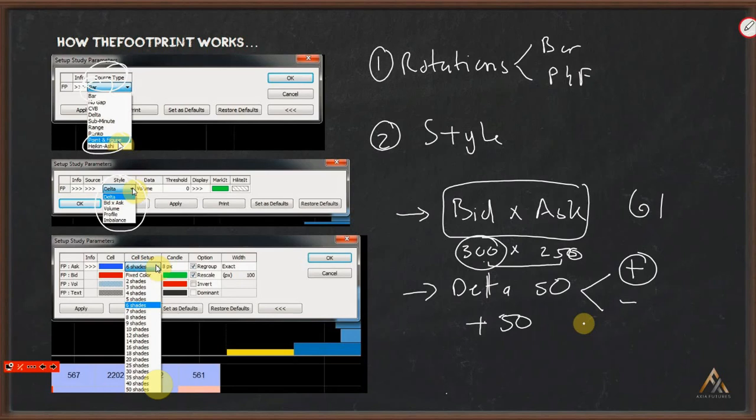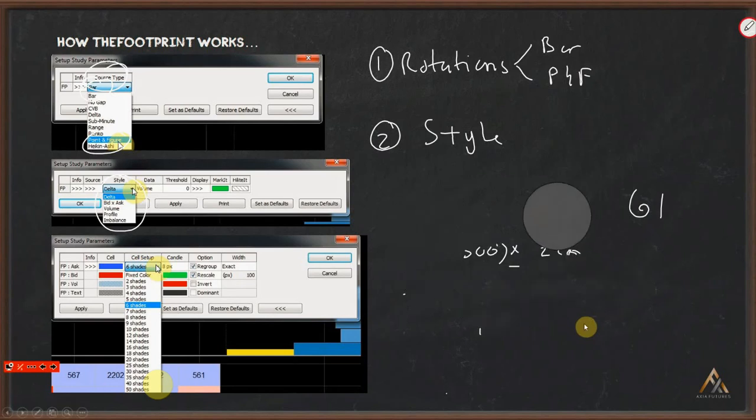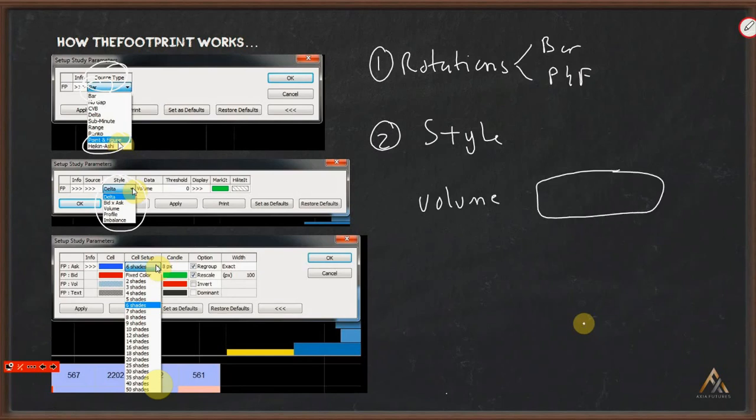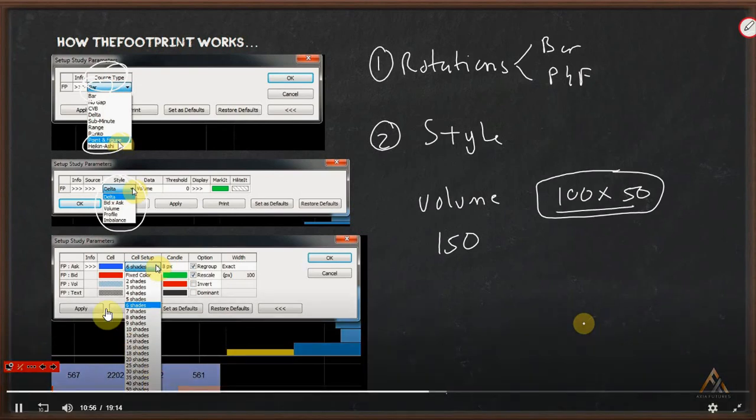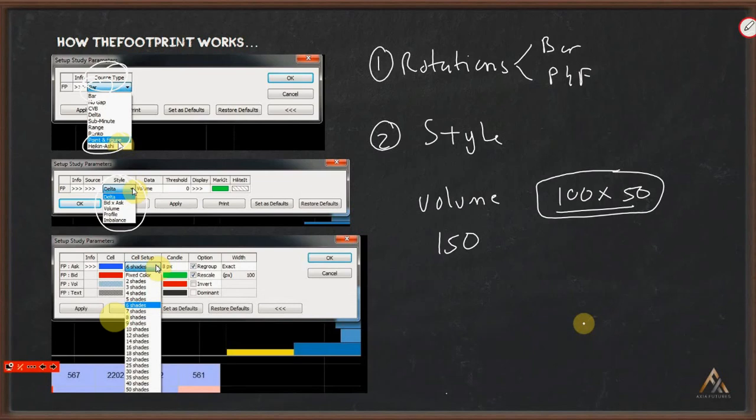Okay, then the third type you can expect to see, I'm just going to erase this, is the volume. Again, very simply, instead of having the traditional, let's say 100 by 50, you will simply just get the total, which is 150 contracts. So it just accumulates the total volume traded at that price and puts it in a footprint type view. Then the fourth is a profile, which we will not use, but again, it's very simple.